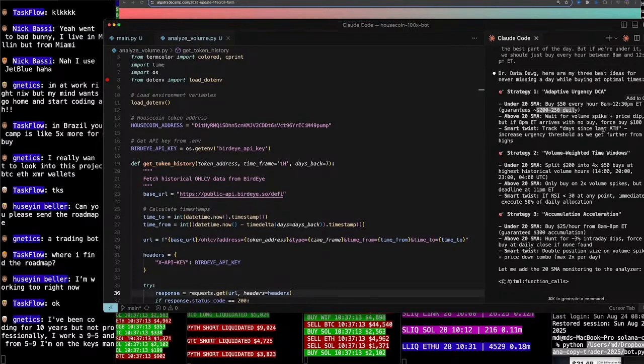Oh, where? He said, I've been coding for 10 years, but now I work a 9 to 5. Oh, okay. I'm on the keys, man, from 5 to 9. He's on the keys, man.